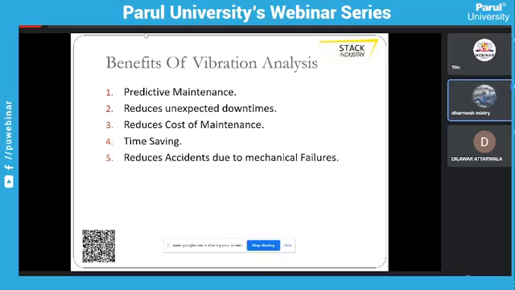Due to big mechanical failures, big accidents can happen. For example, if the pressure valve is not working well, it will result in a blast. Recently there was a blast in our Makarpura GIDC also, where a big boiler blasted. It might have been caused by the failure of the pressure system or not monitoring the system on time. So these are a few benefits of vibration analysis.